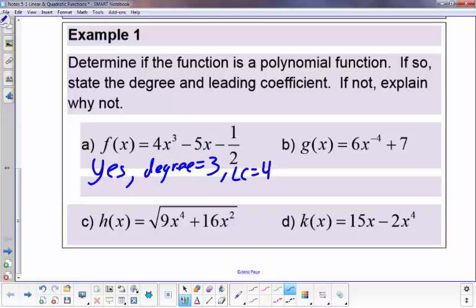Let's look at B. g of x equals 6x to the negative 4 plus 7. Right off the bat, we see we have a negative exponent. So that right there tells us it is not a polynomial function. Negative exponent.